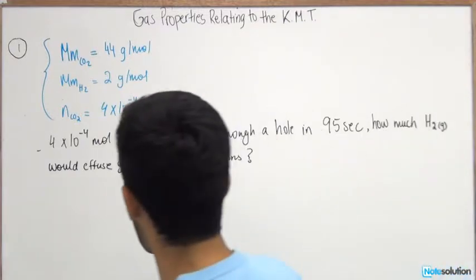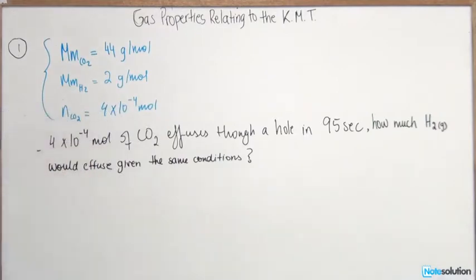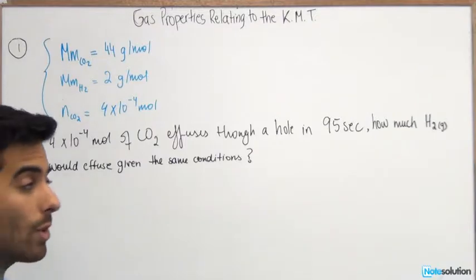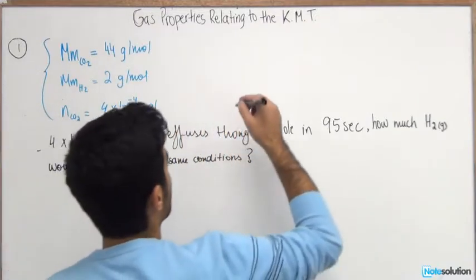So if you recall from our videos, Graham's law states that the rate of effusion of two gases is inversely proportional to the square root of its molar mass. So if we want to write it as an equation, Graham's law would be this.